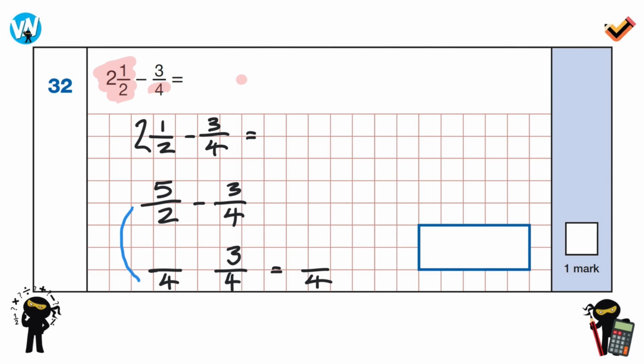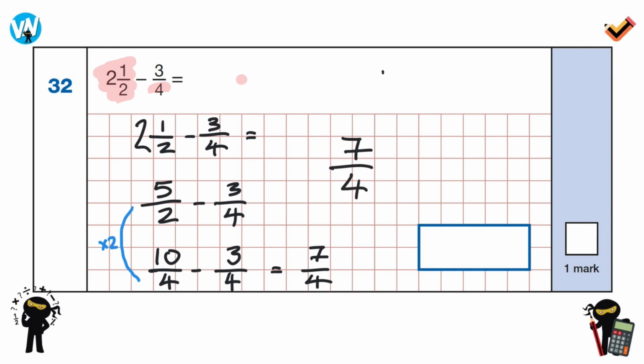This fraction, how do I get 2 to 4? Well, I times by 2, so I'm going to do the same to the numerator. So the numerator, 5 times 2 is 10. So that gives us 10 over 4. So we've now got a situation where we can perform a subtraction. 10 take away 3 is 7. So we're left with 7 over 4. I'm just going to write that up here.